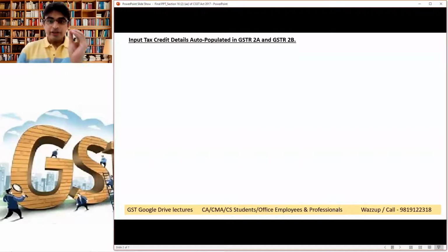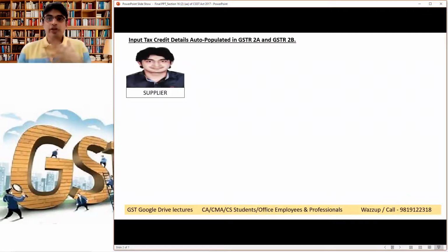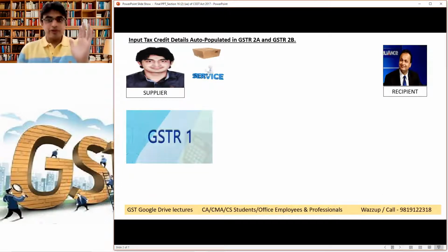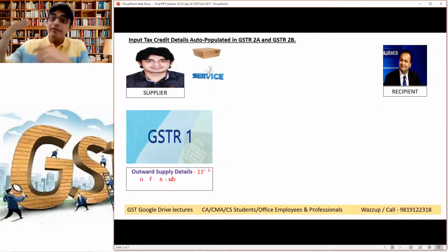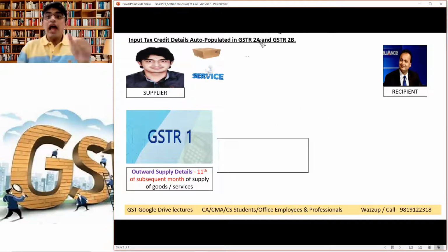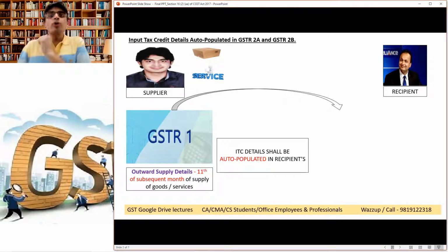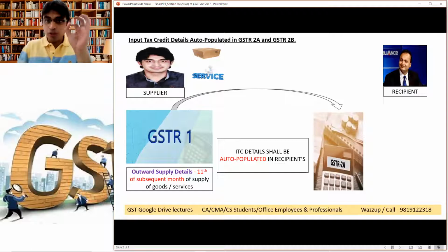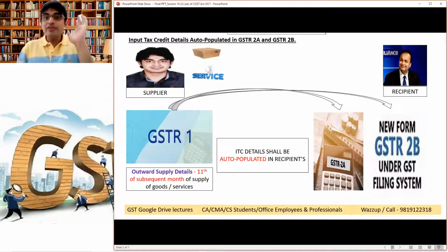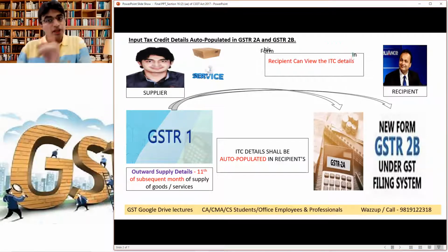Okay, so first point, let us understand GSTR 2A and 2B. Suppose I am a supplier, Mr. Anil sir is a recipient. I sold goods or services to him. As a supplier, which return will I file? GSTR 1 by the 11th of the subsequent month. I will upload these invoice details in GSTR 1. And on the basis of the supplier's GSTR 1, the ITC details shall be auto-populated in the recipient's GSTR 2A and a new statement, GSTR 2B. On the basis of this, the recipient can avail input tax credit. Correct? Everyone knows this.